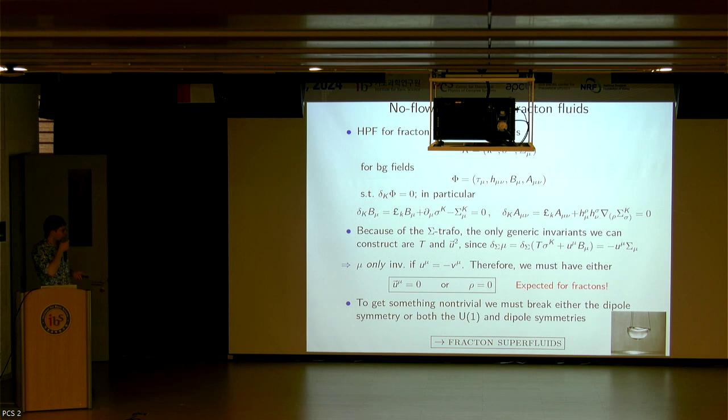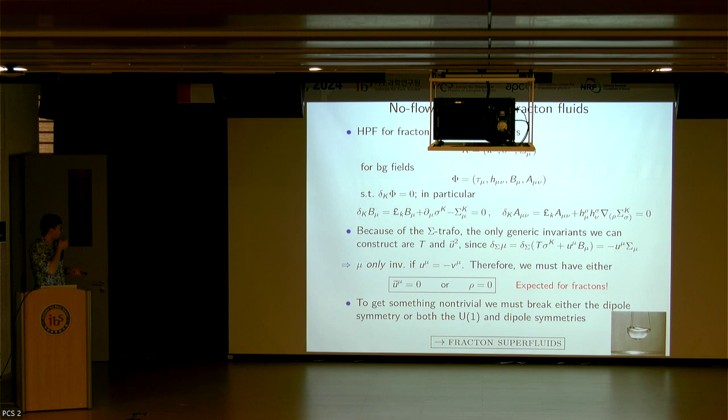Now, in contrast to what we had before, because of this dipole shift symmetry, we can no longer build an invariant chemical potential. What we previously had now transforms like this, and you can check that there is nothing else that you can construct. So in other words, only if this U is purely temporal is this guy invariant, in which case we don't really have a fluid velocity, so it's sort of stationary, which is in some sense what you would expect for a fracton fluid, because fractons cannot move.